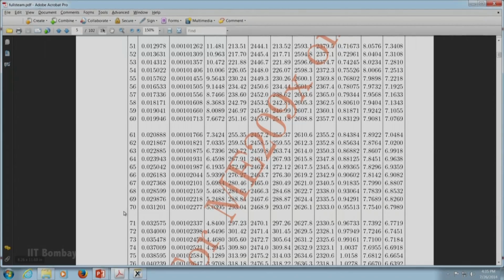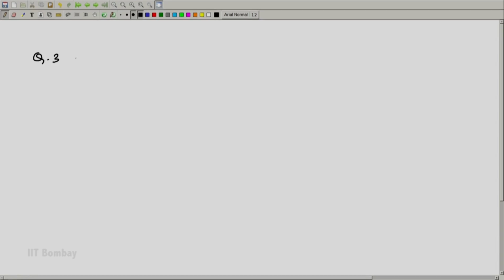So note down the values for 68, note down the values for 69 and go back to the calculation. After noting all those values, let us solve question number 3. What is given to us is M equal to 3 kg, H equal to 2200 kilojoules, and the temperature has been given as 68.5 degree centigrade.